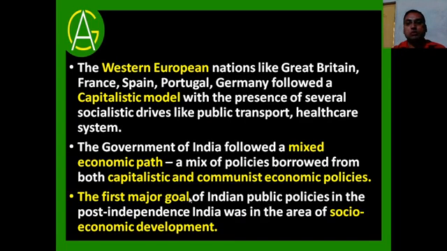The first major goal of the Indian economy was to set those kinds of public policies in which socio-economic development can be achieved. That means the development of society, that means common men should also be developed, as well as economic development, that means the economy as a whole must also flourish. So social as well as economic development was the basic target after India got independence.